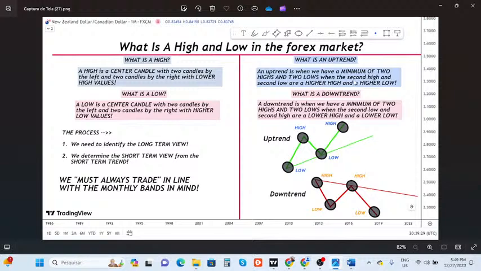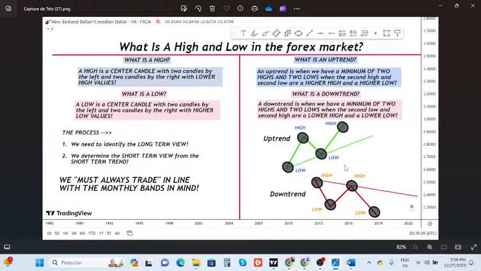Now, what is an uptrend? An uptrend is when we have a minimum of two highs and two lows, when the second high and the second low are a higher high and higher low. And in reverse, what is a downtrend? A downtrend is when we have a minimum of two highs and two lows, when the second high and the second low are a lower high and a lower low. And as you can see, the picture and the description are right here.